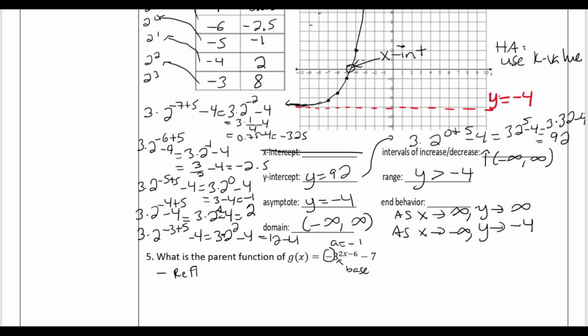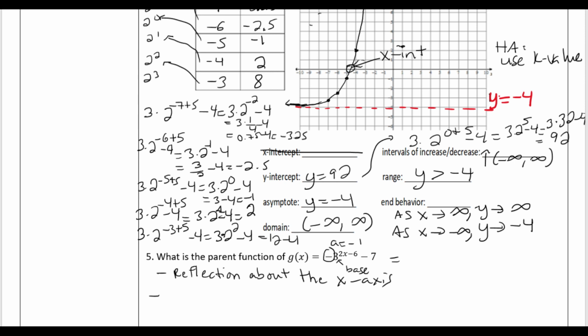Since a is -1, so a is less than 0, that means that we have a reflection about the x-axis. For the 2 here, the 2 on the top means that it's going to be reflected. Oh, not reflect, I'm sorry. It's going to be stretched or compressed, depending on the number, right?